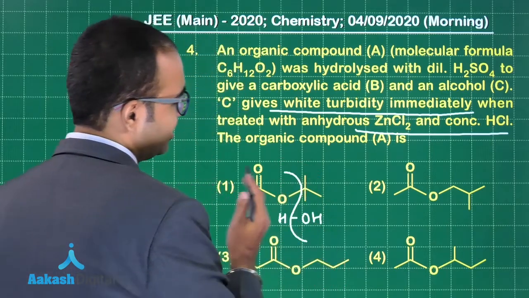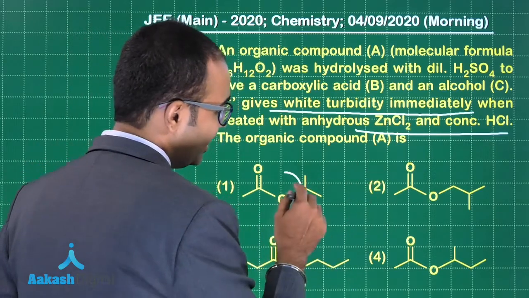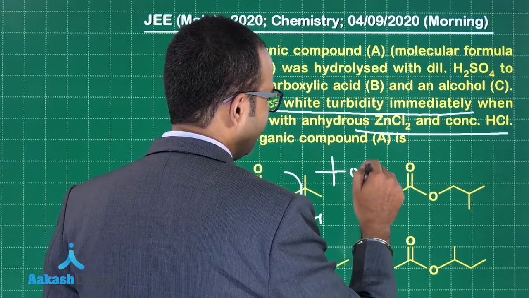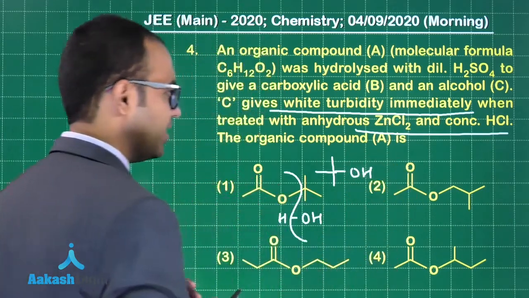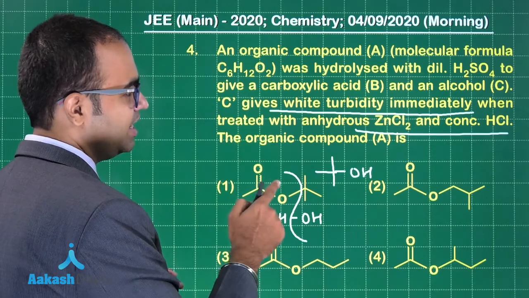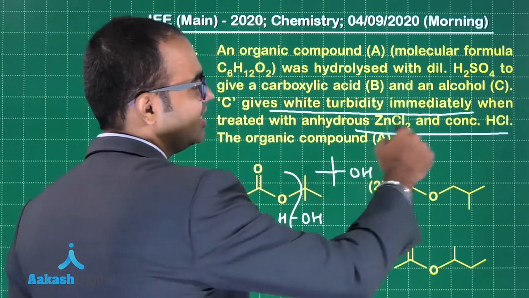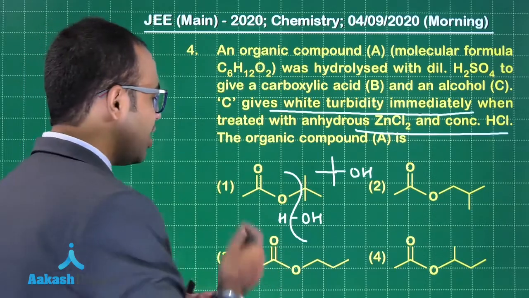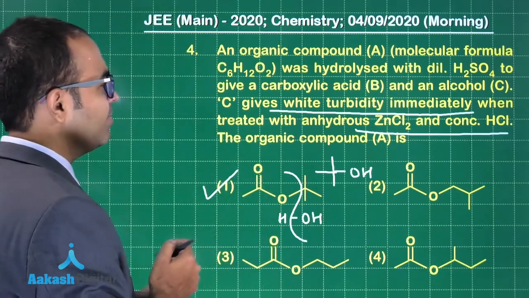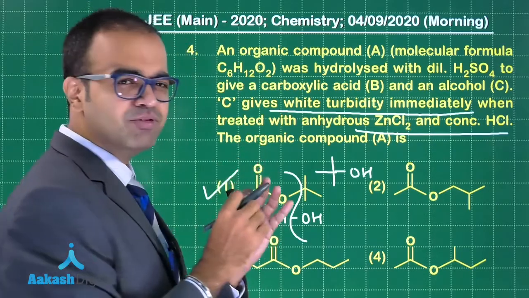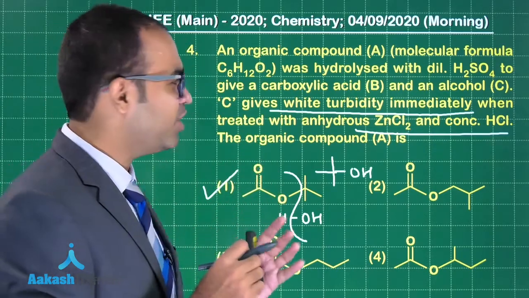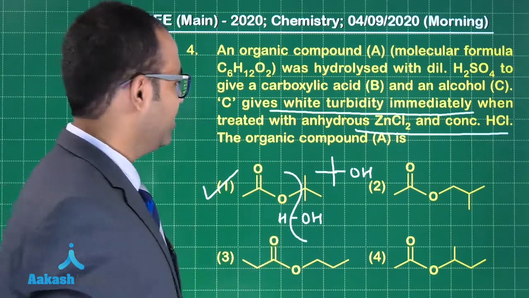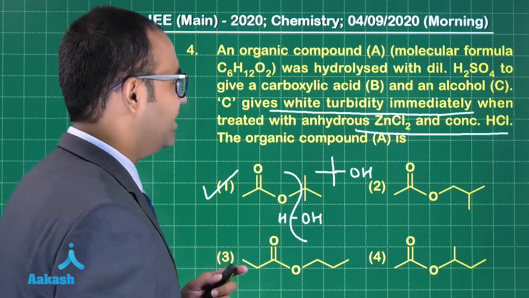So I'll get a carboxylic acid and I'll get an alcohol. Is it a tertiary alcohol which I'm getting over here? Is this a tertiary alcohol, guys? Yes or no? Yes. So this will immediately react with ZnCl2 and HCl and give you turbidity. So your answer is option 1. You have to catch the simple hints which are given in the question, guys. If you are able to catch those hints, you'll be able to crack that question very easily. Okay, let us move on to the next question, guys.